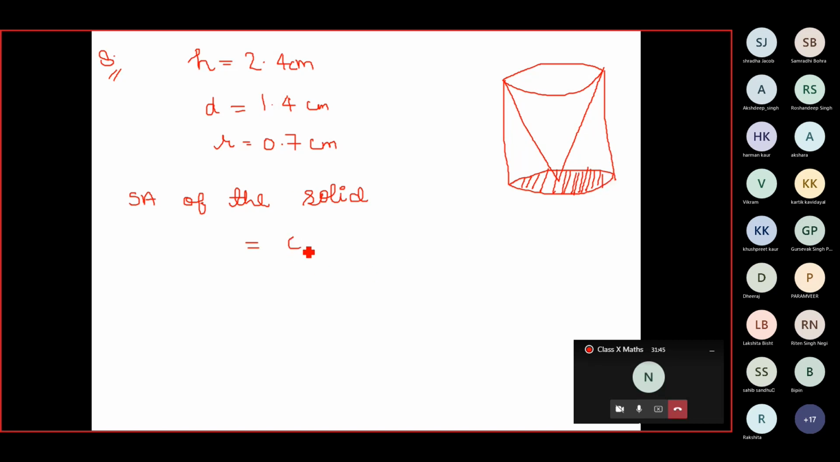See, CSA of cylinder, that is the curved surface area of cylinder, plus the base side pi r square. Okay, plus what? Now about the cylinder we had done all the things. Now for the cone we'll be using the CSA.